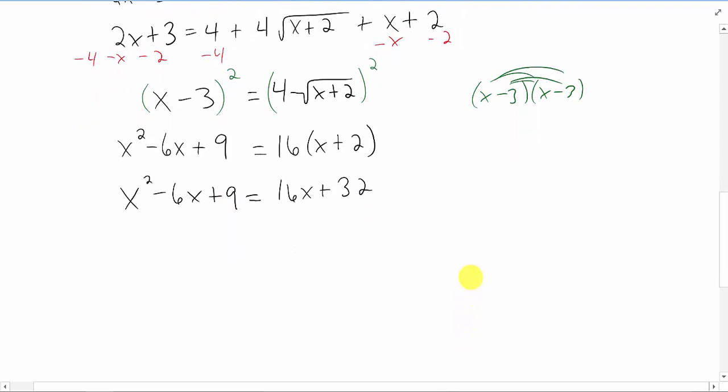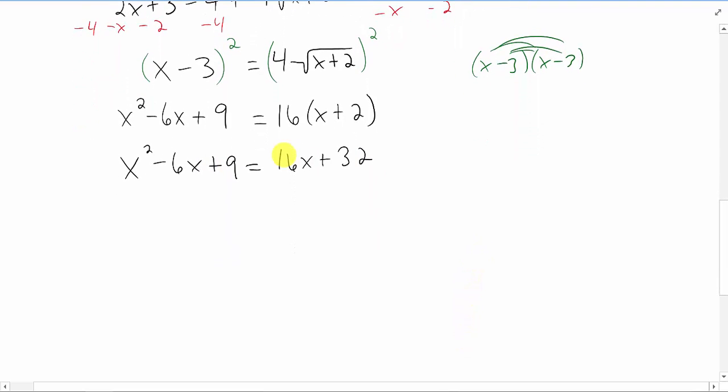Since it's a quadratic, the rule typically is you move everything to one side of the equation. So I'm going to subtract 16x and subtract 32. And that's going to leave us with x squared minus 22x minus 23. Okay, that is a quadratic equation, and we can always use the quadratic formula.